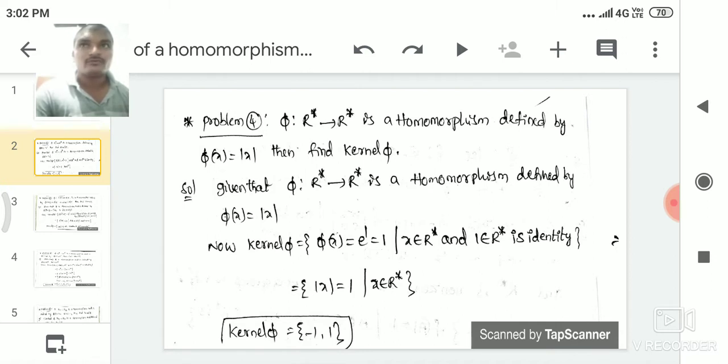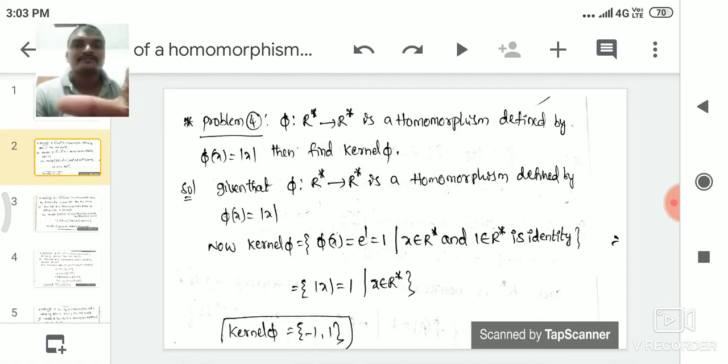So the kernel of a homomorphism is nothing but the set of all values of x. Here mod x is equal to 1 means if we substitute x is equal to minus 1, we get 1. If we substitute x is equal to 1, we get 1. So mod of minus 1 is also 1, mod of 1 is also 1. That's why the values of x are minus 1 comma 1, and that represents the kernel of the given homomorphism.